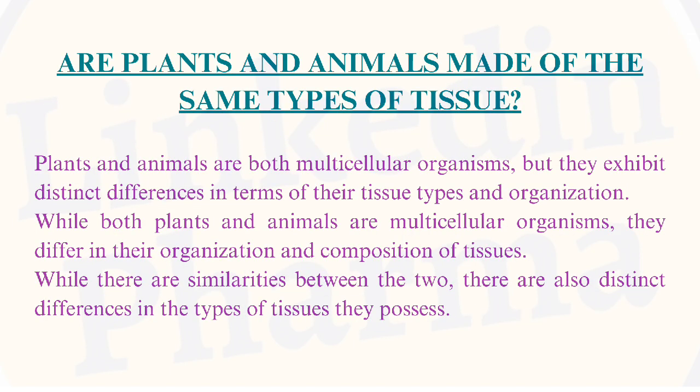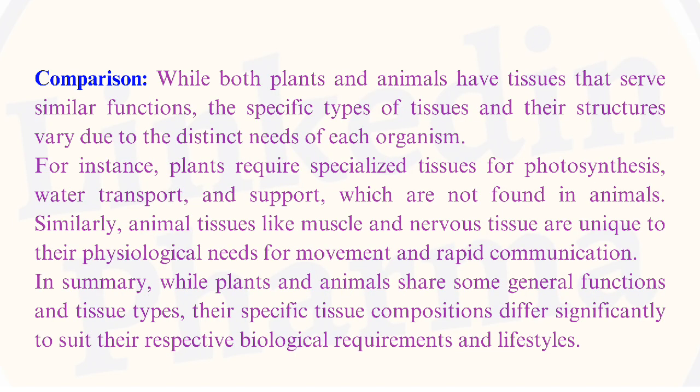Plants and animals are both multicellular organisms, but they exhibit distinct differences in terms of their tissue types and organization. While both plants and animals are multicellular organisms, they differ in their organization and composition of tissues. While there are similarities between the two, there are also distinct differences in the types of tissues they possess. Comparison. While both plants and animals have tissues that serve similar functions, the specific types of tissues and their structures vary due to the distinct needs of each organism.